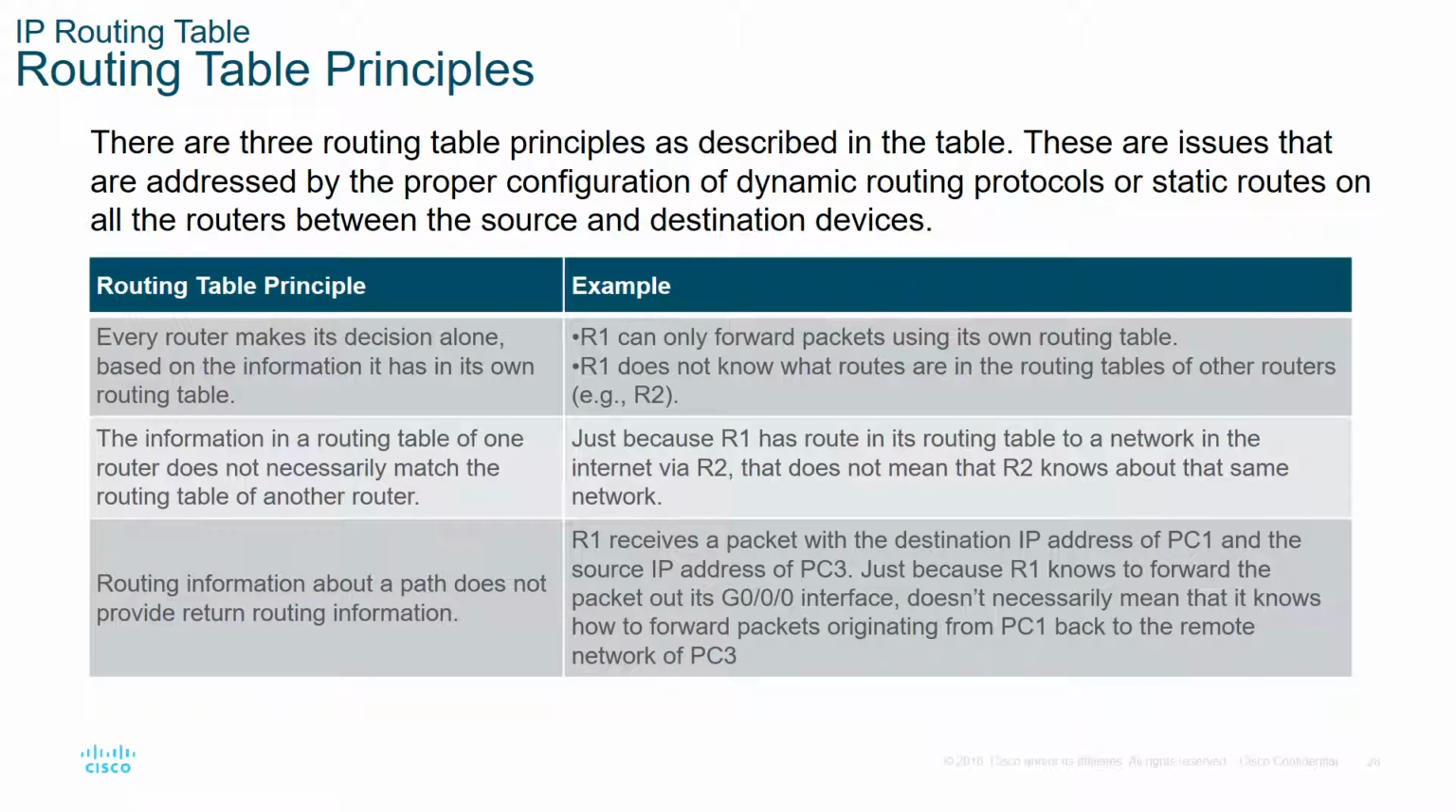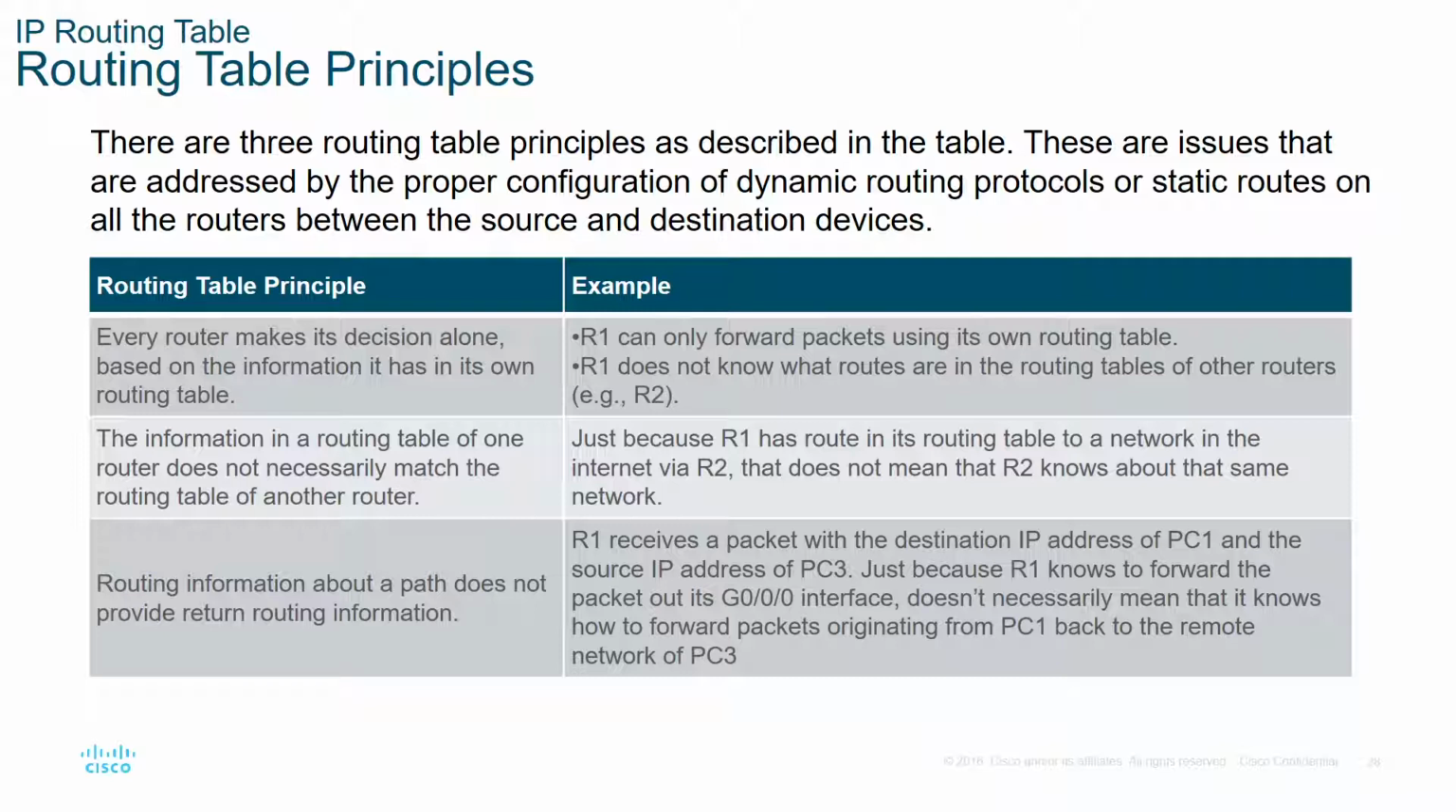Routing table principles. There are 3 routing table principles as described in this table below. These are issues that are addressed by the proper configuration of dynamic routing protocols or static routes on all the routers between the source and destination devices. First principle: every router makes its decision alone, based on the information it has in its own routing table.